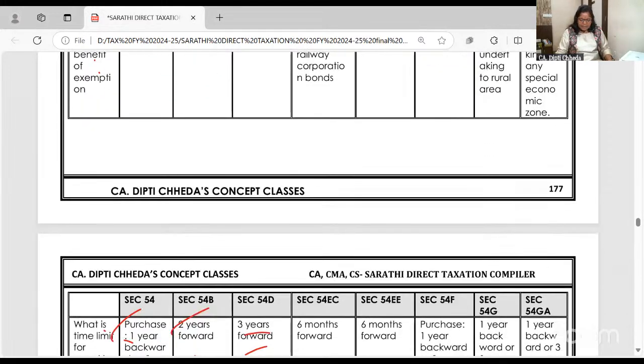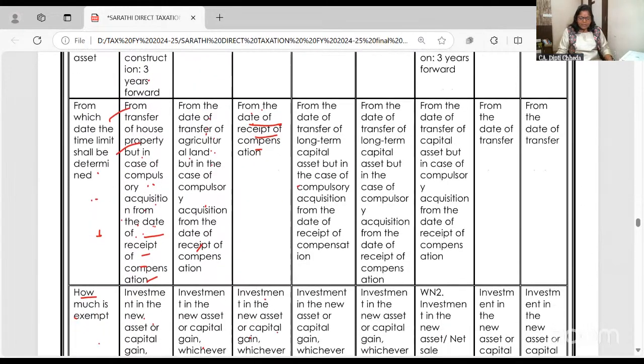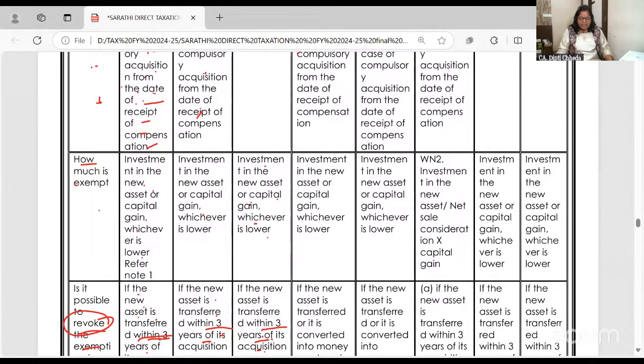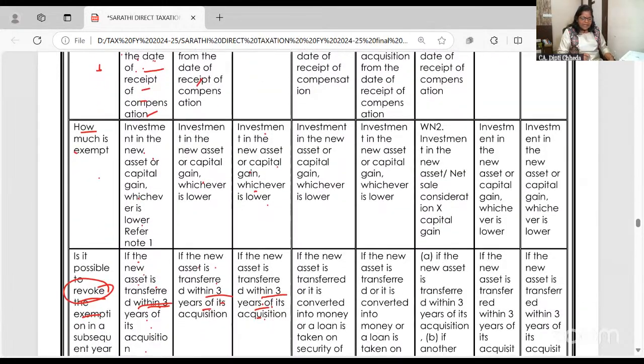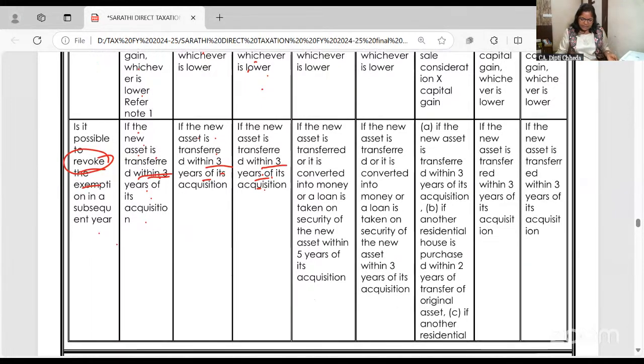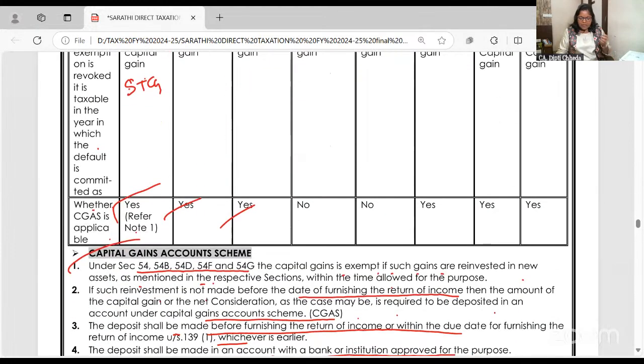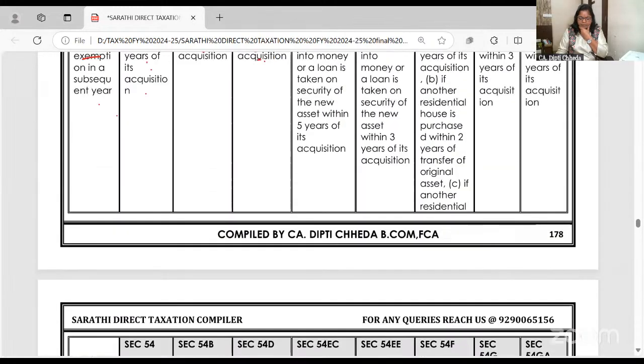Buy land and building 3 years forward from the date of receipt of compensation. Exemption is investment in the new house or capital gain, whichever is lower. And don't sell this land and building which you have acquired for industrial purpose for 3 years. If you sell it, it will be taxable as short-term capital gain.